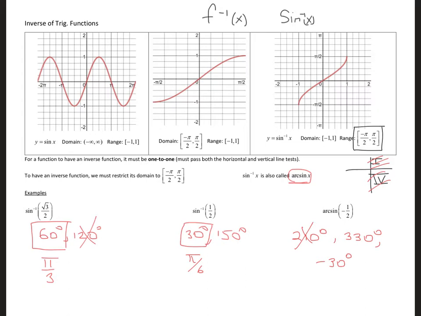But is it between negative 90 and 90 degrees? No, it's a big number, so it cannot be 330 because it's not between negative 90 and 90 degrees. So it has to be within those numbers. So the only answer possible is -30 degrees or negative pi over 6.